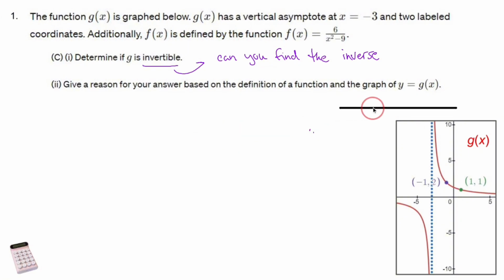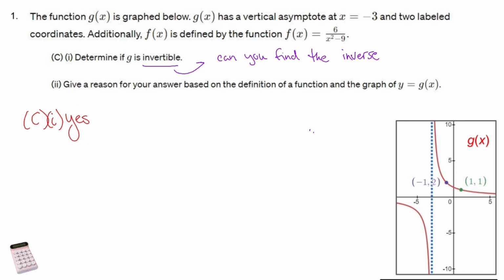Can I take a horizontal line and pass it through the red graph and have it hit more than once? So, no. Here, I have a horizontal asymptote, which means it doesn't pass the red line more than once. No. So the quick answer to this, guys, is: is g invertible? Well, the answer to part C is yes.